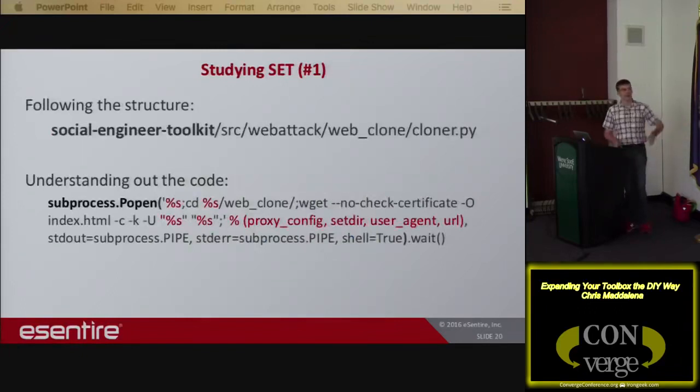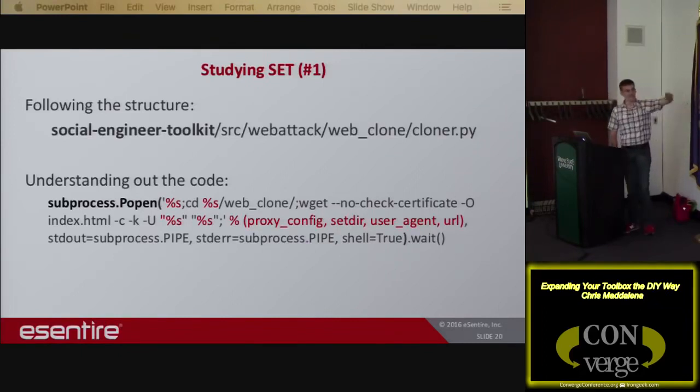At the time, I had no idea what this did. It took me 5 or 10 minutes poking around in the src directory for SET until I finally found my way to webattack, web clone, cloner.py. Oh, okay, pretty obvious, cloner.py, that sounds right. And I was able to home in on this one chunk of code that made absolutely no sense to me. I didn't know about string formatting at the time. That's what those %s's are.